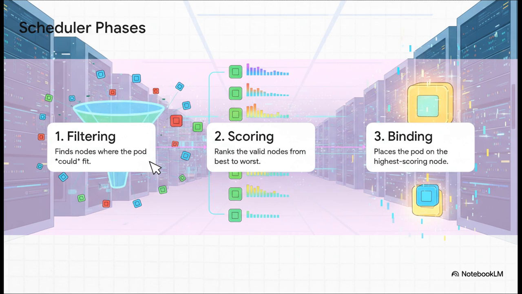First up is filtering, where it asks, okay, which nodes could even possibly run this pod? Then comes scoring, where it ranks all those possible candidates from best to worst. And finally, there's binding, where it makes the decision and places the pod on the top-scoring node. The most important part? We can influence every single one of these phases.